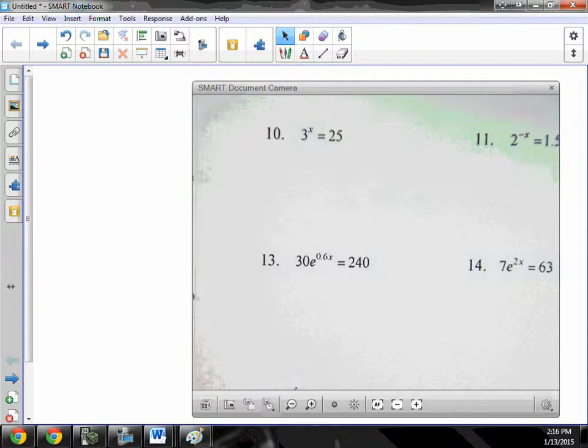Three rules of logarithms and also how to convert between logarithms and exponents, because you're going to have to use all three today. So here they are.